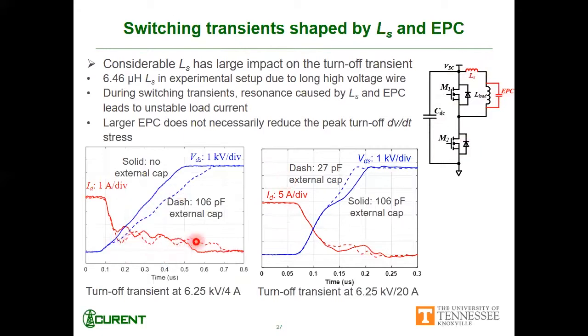It's pretty severe. When the current is low, the turn off transient is long, in both VDS and ID. And also when the current is higher, we can see the dv/dt is not consistent. dv/dt is high here and then gets low and gets high again. So although a larger EPC decreases the average dv/dt, in terms of dv/dt stress, we mean the peak dv/dt, it doesn't necessarily decrease the peak dv/dt. We can see here dv/dt is almost the same.